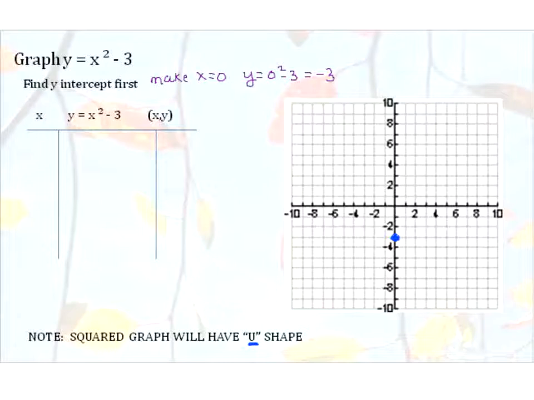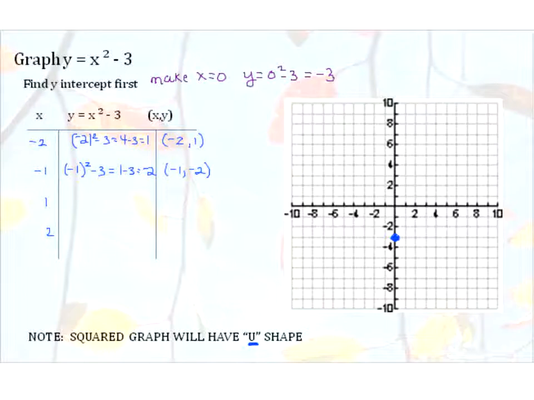So we're going to put values in for x. So let's do, again, -2, -1, 1, and 2, since we already did 0. So that gives us -2 squared minus 3. Make sure you're squaring the -2, which is a +4 minus 3, which is 1. So we get -2, 1 for a point. Putting -1 in and squaring it, minus 3, gives us 1 minus 3, which is a -2. So -1, -2 is another point. Putting 0 in, we already did that.